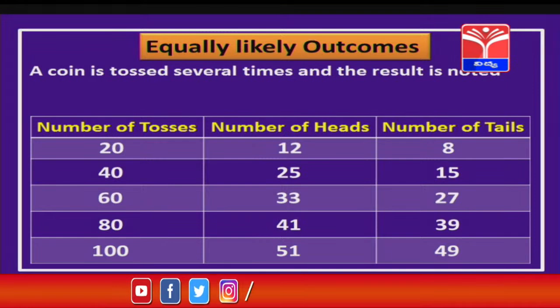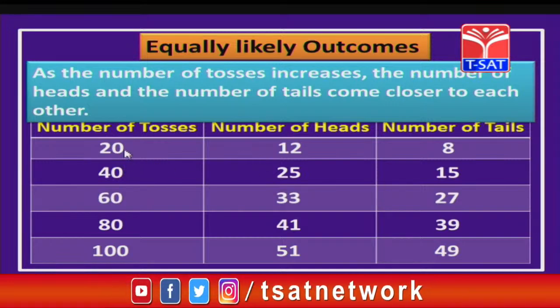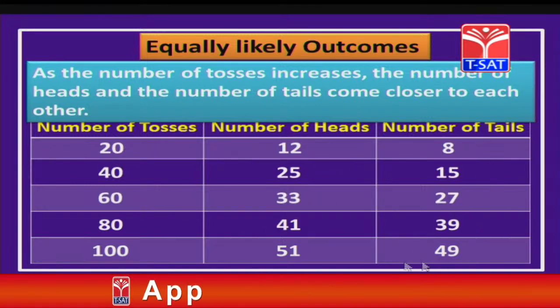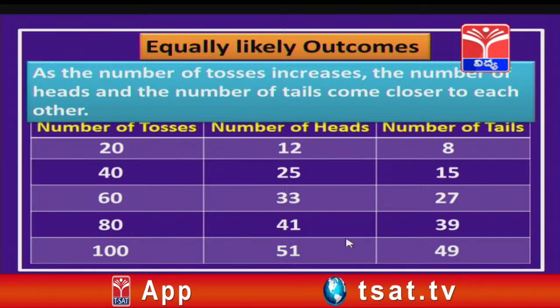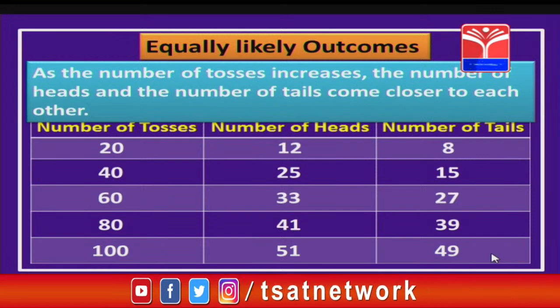So, children, from this tabular form, what do you understand? Yes, you are absolutely right. As the number of tosses increases, the number of heads and the number of tails come closer to each other, isn't it, children? If you notice here, as the number of tosses is increasing, the number of heads has increased and the number of tails has also increased, but they are very close, right. So, probably if you toss 200 times, you may get 100 here and 100 here also. As the number of tosses increases, both will come closer and closer to each other.